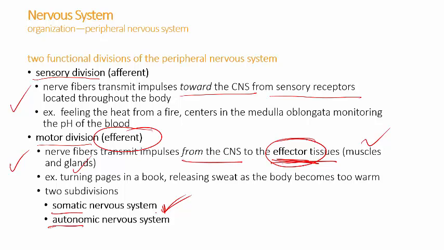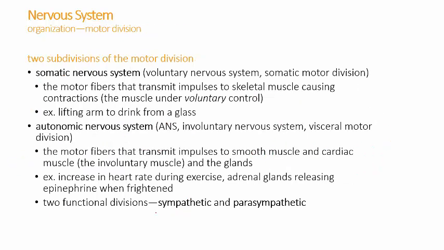Okay, so we're still in the peripheral nervous system. Now we're looking just at the efferent communication, somatic and autonomic. So let's take a look at those two. The somatic nervous system is also talked about as the voluntary nervous system or the somatic motor division. So two other ways that we can describe the somatic nervous system.